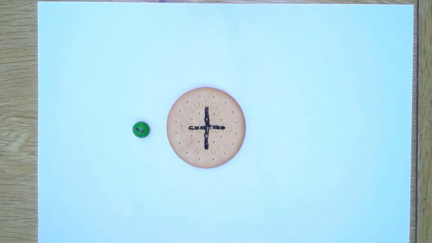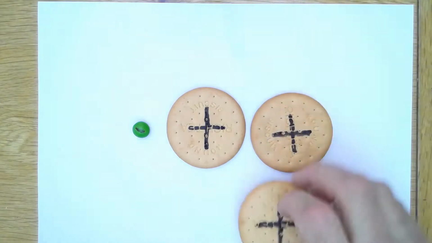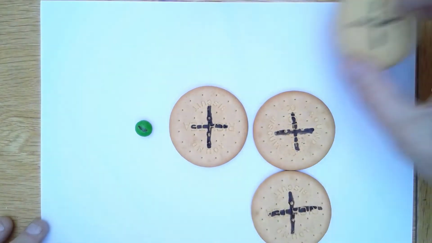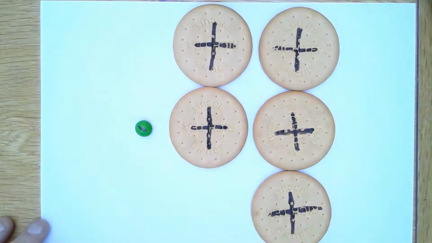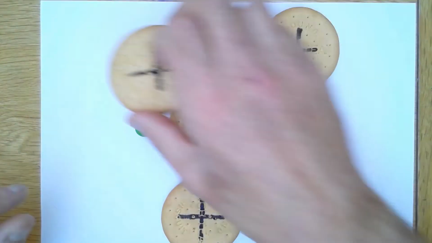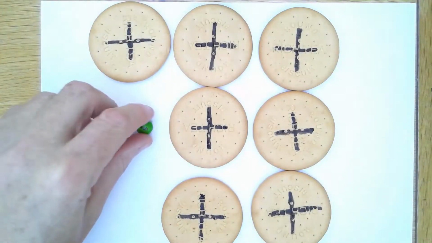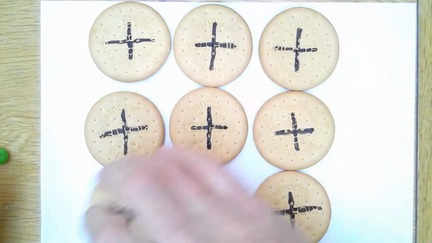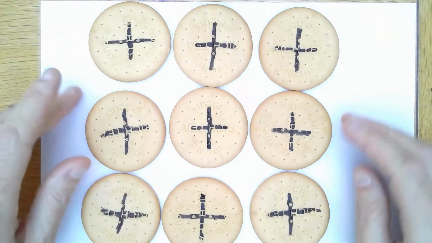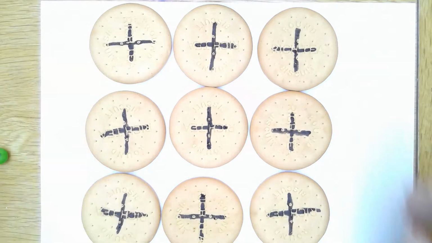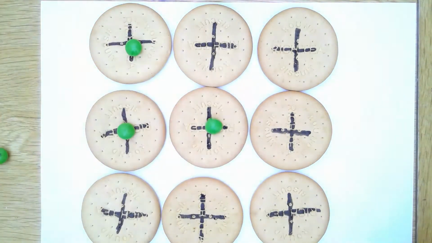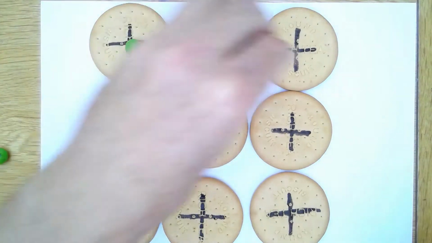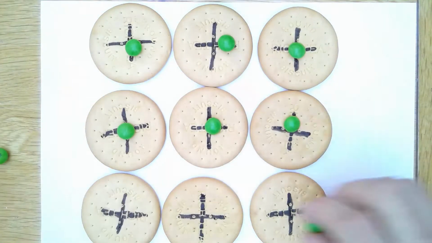Let's add some more metal ions. So again, we're going to use this model. And to show the positive charge, I've put a plus sign on these metal ions. Now remember, each one of these is going to have a delocalized electron. So to begin with, I'm just going to put those on there, 9 to begin with in total.